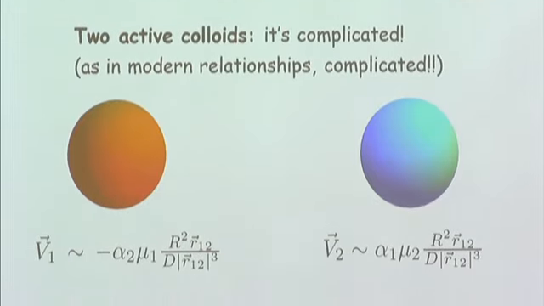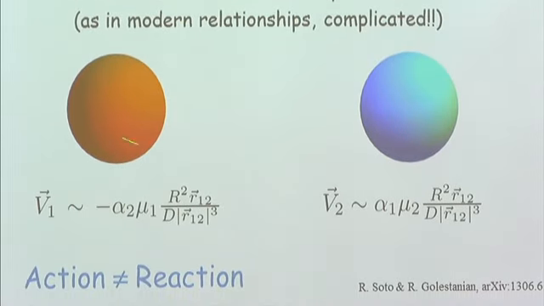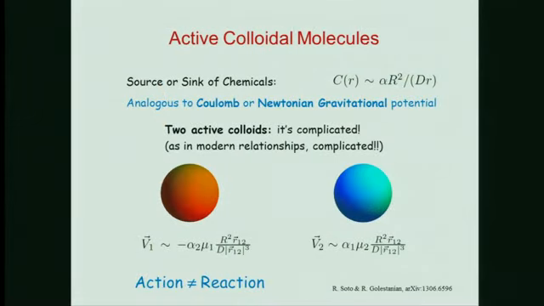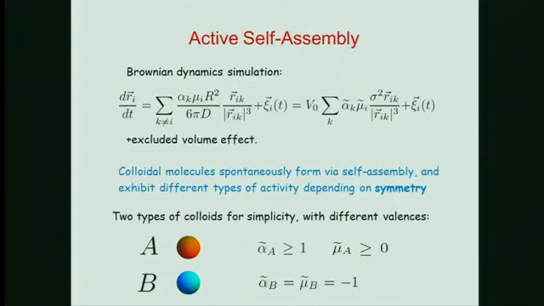So basically, this one can be attracted to this one, but this one can be repelled by that one. And this is a recipe for some really interesting dynamical behavior, which we study. In specific terms, the velocity of the first one is proportional to the activity of the second one times the mobility of its own, and vice versa for the second colloid, which means action and reaction are not the same.